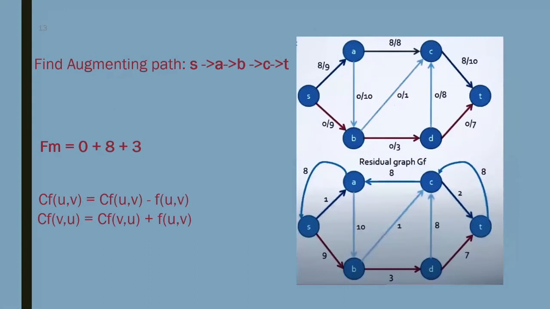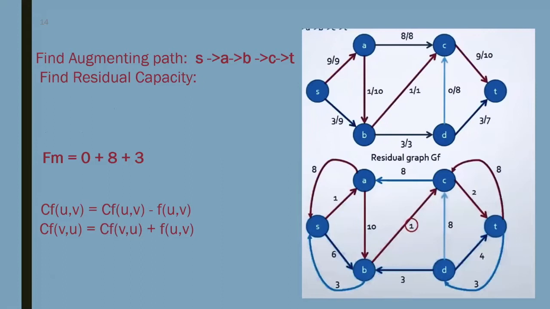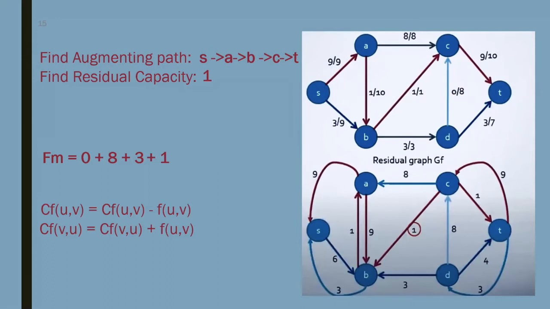And we go looking for yet another augmenting path, this time it is S A B C T. We look for the residual capacity in the residual graph, which is 1. We update the maximum flow and the flow in the flow network, then we update the residual graph. Still in the same way, adding back edges of 1 and updating the capacity for each edge, and we go looking for another augmenting path.